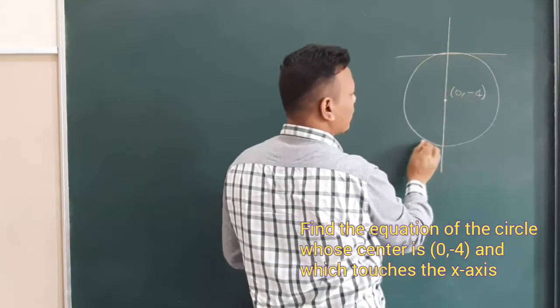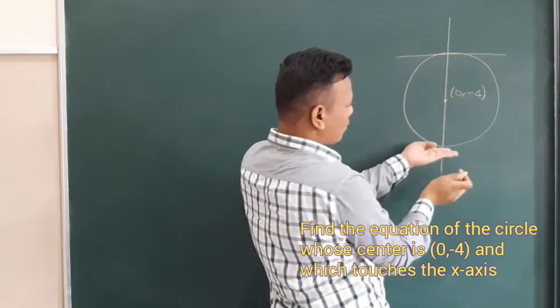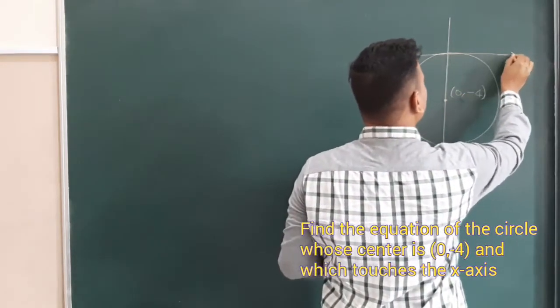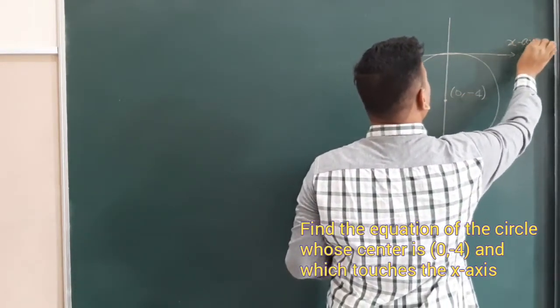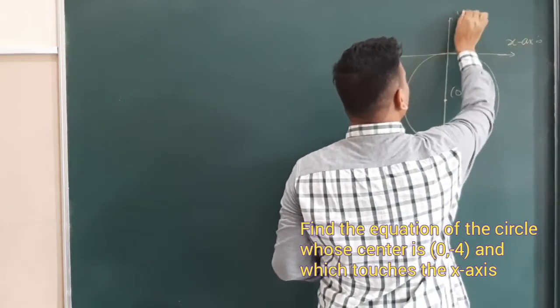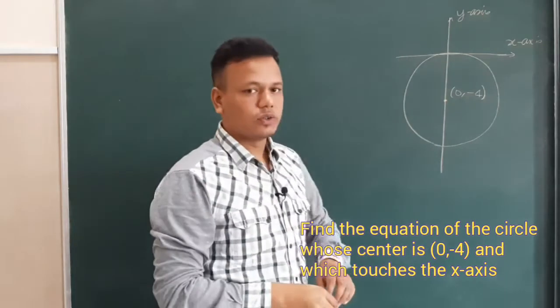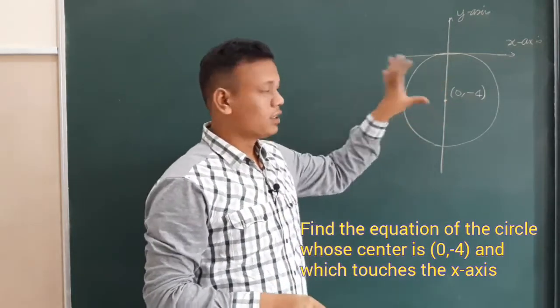You cannot have your x-axis here because above the x-axis this has to be positive, right? So that's why this is my x-axis. This is my x-axis and this is my y-axis. All right, so we need to find the equation of this circle.